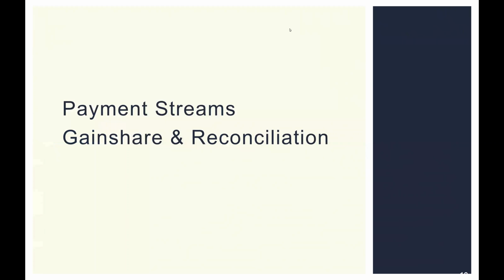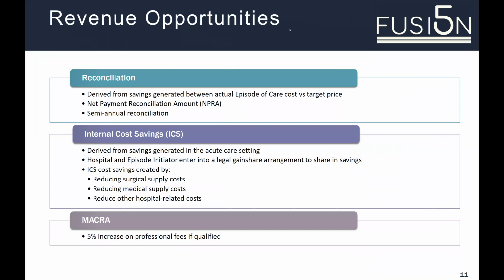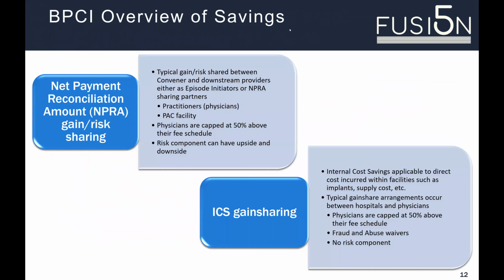So that's a good segue to look at how the funds actually flow. What are your payment streams? Well, there are 3 revenue opportunities for you: from reconciliation, in other words, your costs in relation to your target calculation, from internal cost savings with your hospital, and from macro. So let's dive a little bit into all 3.